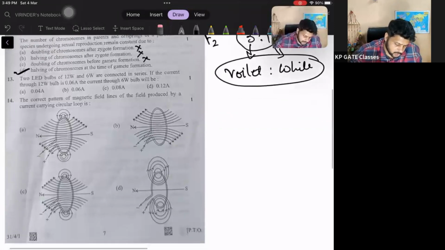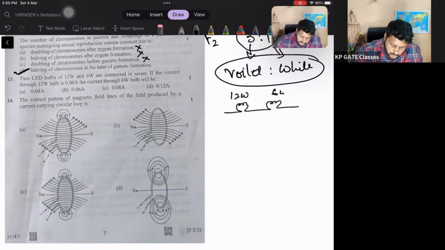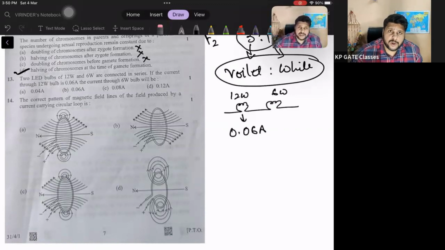Now let's come to the next question. Two LED bulbs of 12 watt and 6 watt are connected in series. The first one is getting a current of 0.06 ampere, and they have asked what will be the current in the 6 watt bulb. We know that in a series connection, current does not get divided, so it will receive the same current. So the correct option will be C.